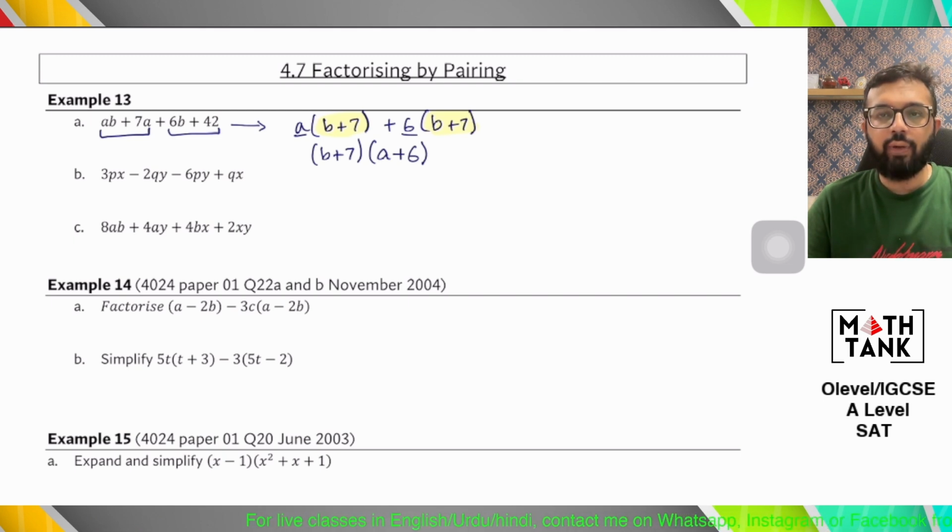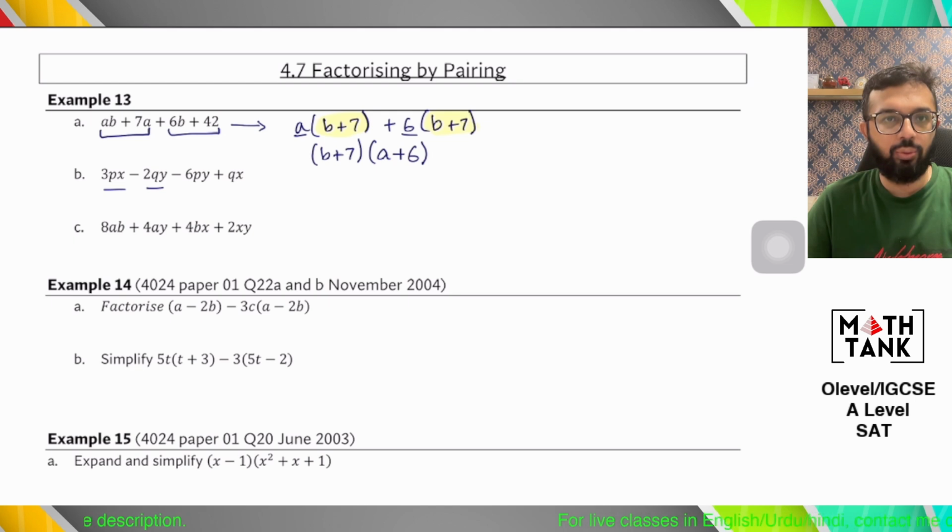So that is called factorizing by pairing. Remember that this bracket must come out common. If it's not common, then you can't factorize. Sometimes you may also have to shuffle around the terms for it to show you a common. Okay, let's look at this.